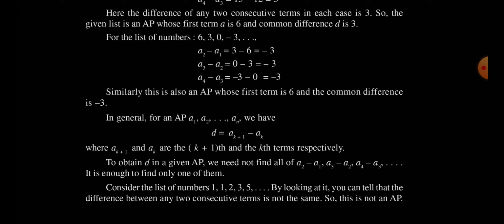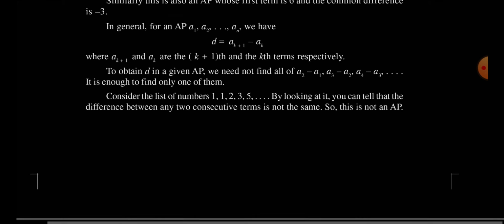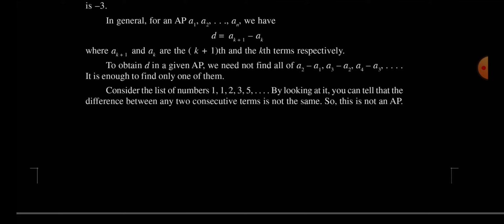In general, for an AP a1, a2, up to an, we have d is equal to a(k plus 1) minus ak, where a(k plus 1) and ak are the (k plus 1)th and kth terms respectively. To obtain d in a given AP, we need not find all of a2 minus a1, a3 minus a2, a4 minus a3 and so on. It is enough to find only one of them.